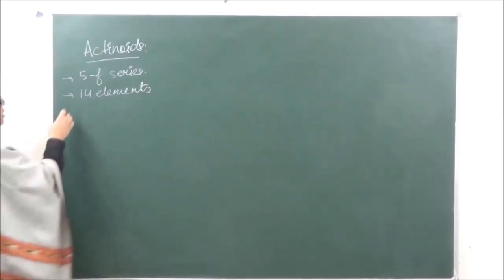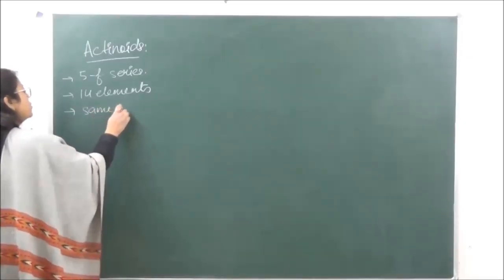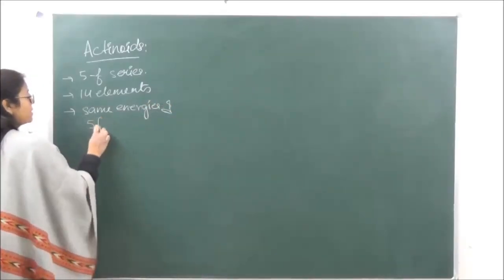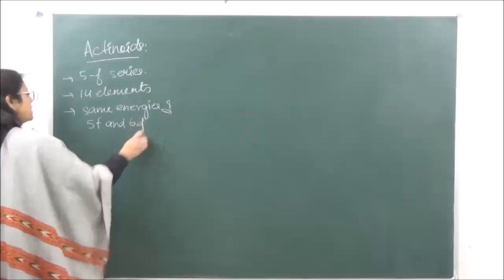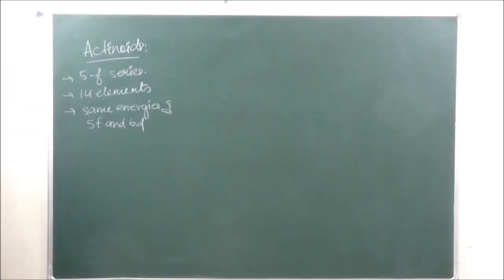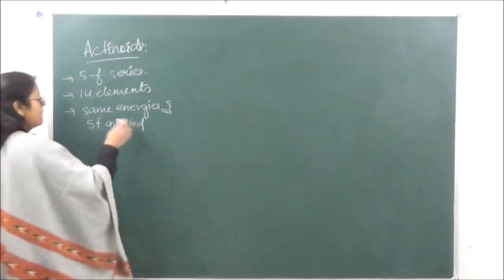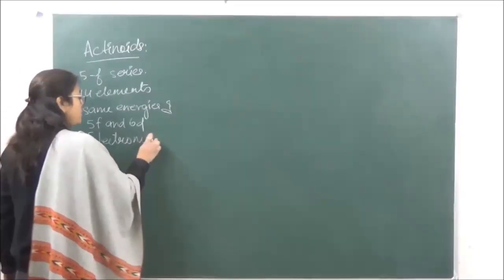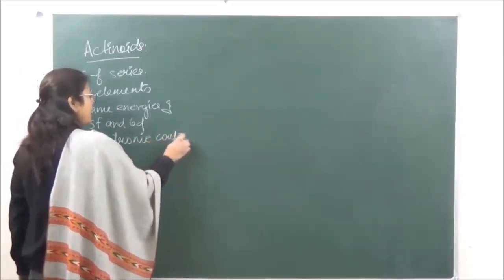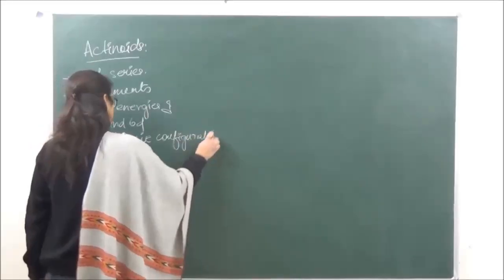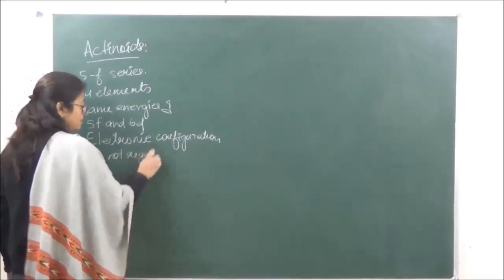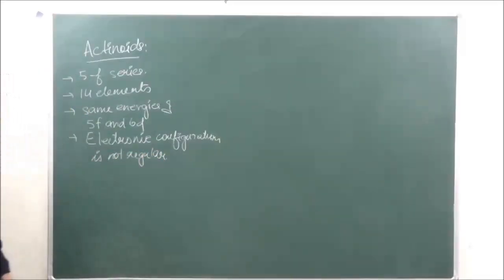Now again, because of the same energies of 5f and 6d, right? The electrons will keep jumping from 5f to 6d, and the electronic configuration is again not very regular. Electronic configuration is not regular. Okay. Now let's go on to the members.